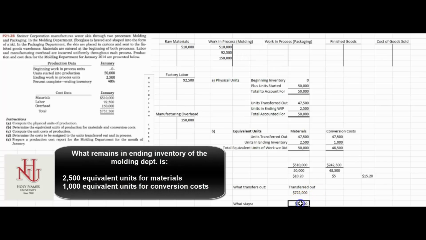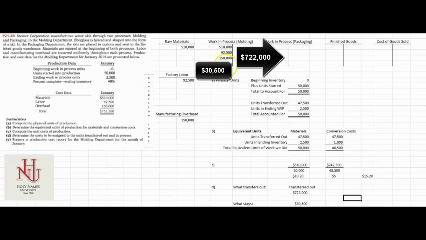What stays? Well, those 2,500 units that are left are 100% complete as far as materials go. So 2,500 times $10.20. We also have 1,000 equivalent units left as far as conversion costs go. $5 times 1,000 will give us $5,000. So our formula is 2,500 times $10.20 plus 1,000 times $5, which means that $30,500 is our ending work in process inventory in the molding department.